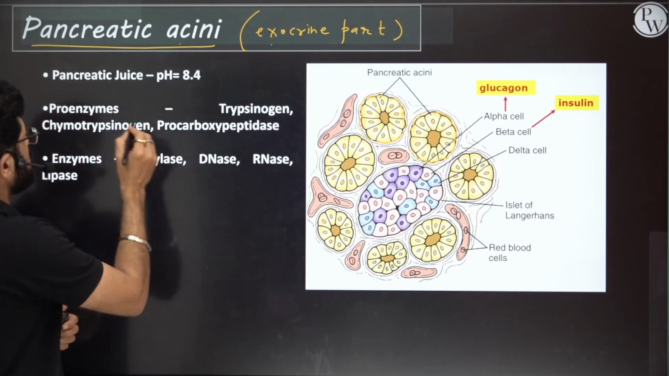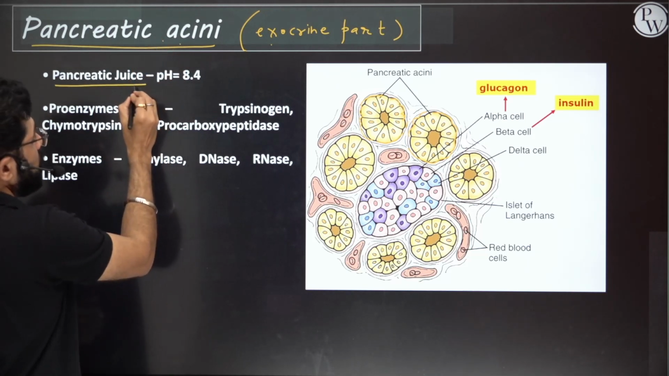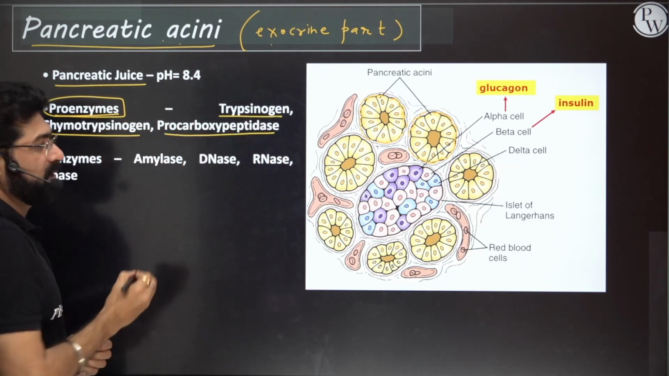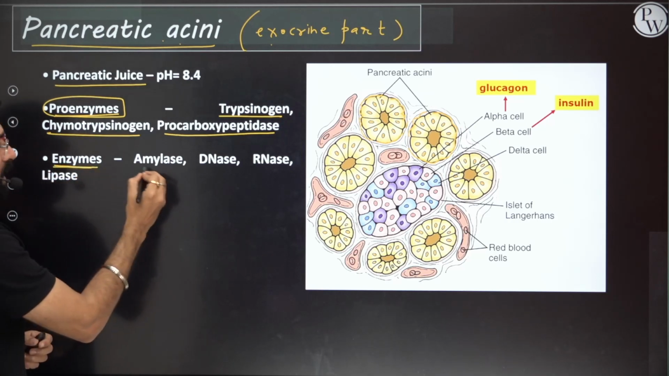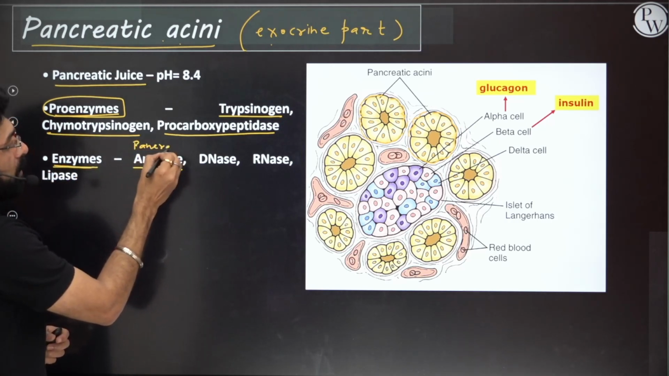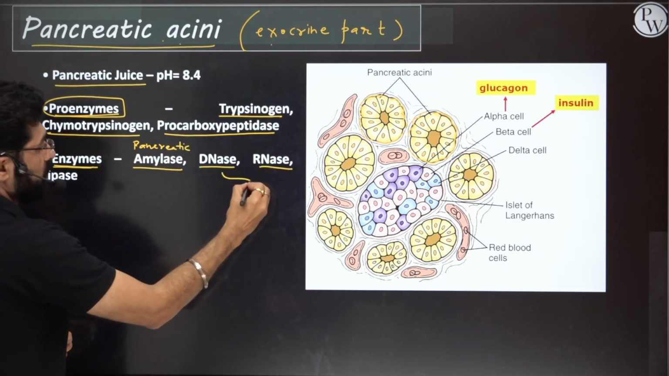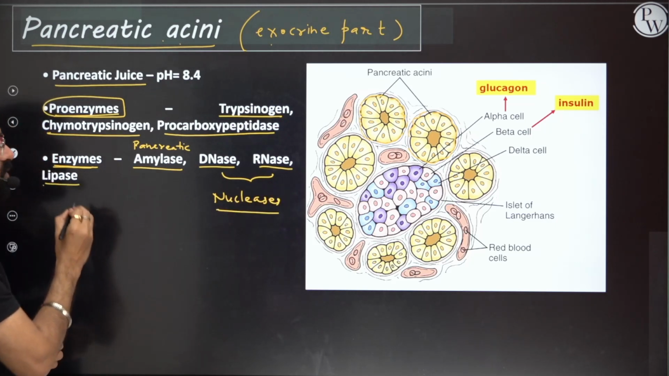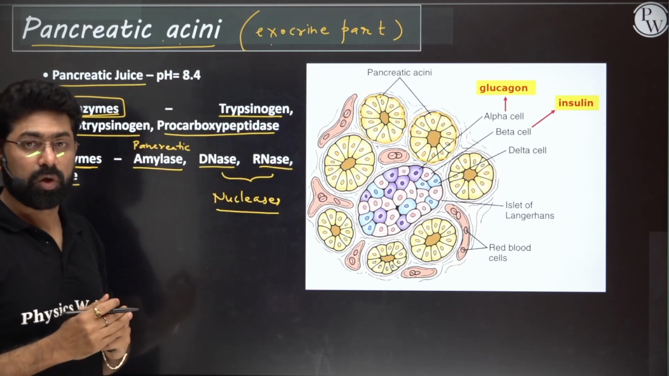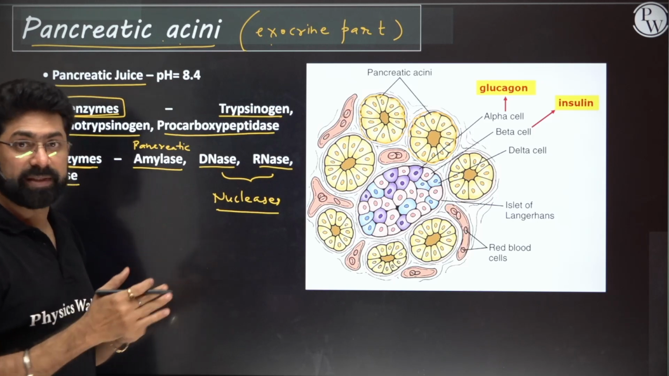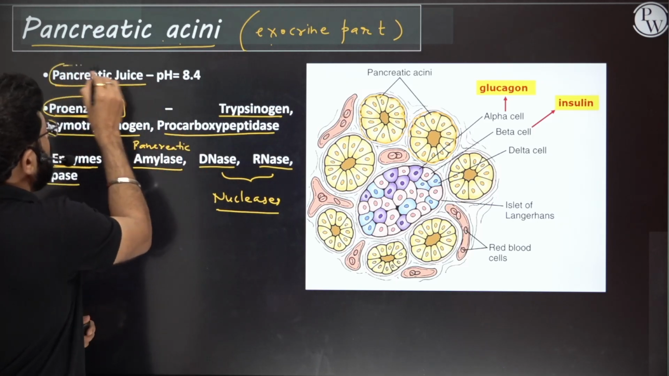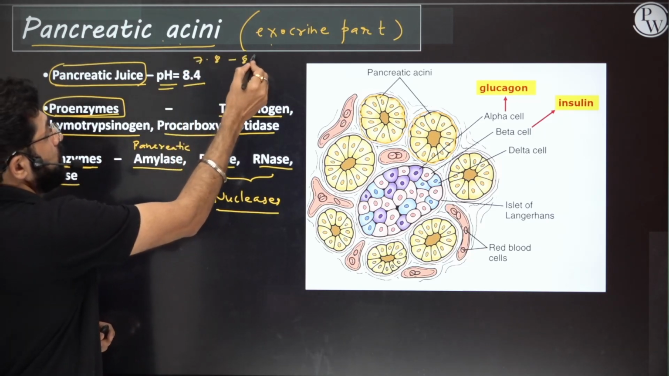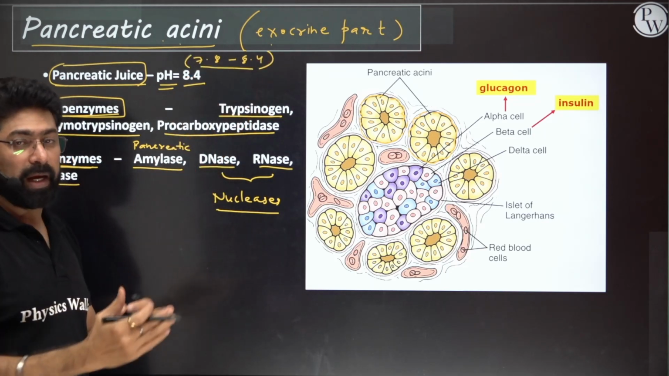These pancreatic acini are going to produce the proenzymes, which are trypsinogen, chymotrypsinogen, and procarboxypeptidase. They also produce enzymes like pancreatic amylase, and the ones acting on RNA and DNA, which are both called nucleases. Pancreatic lipase also comes from the acinar cells. So acinar cells are involved in the production of enzymes. What is the pancreatic juice pH? It will be more than 7, and can vary from 7.8 to 8.4.